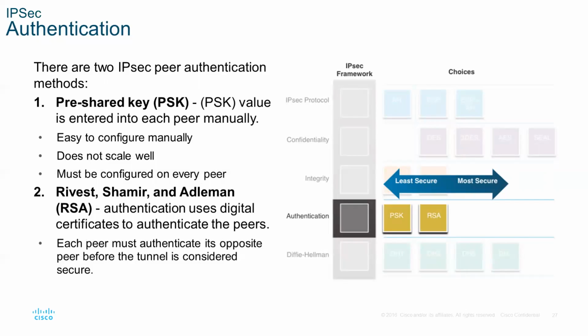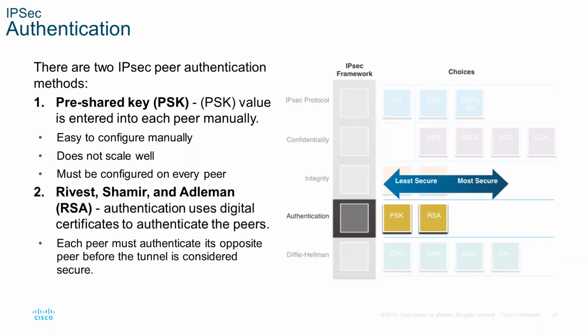Next, we have authentication. We have the good old pre-shared key, which we need to enter at both ends where we're forming the tunnel manually. This is easy to configure, doesn't scale well, and very easy to make a mistake and not have your tunnels come up. Just saying. Yes, been there, done that. It's rather interesting to troubleshoot, especially if you don't have remote access to both ends at the same time.